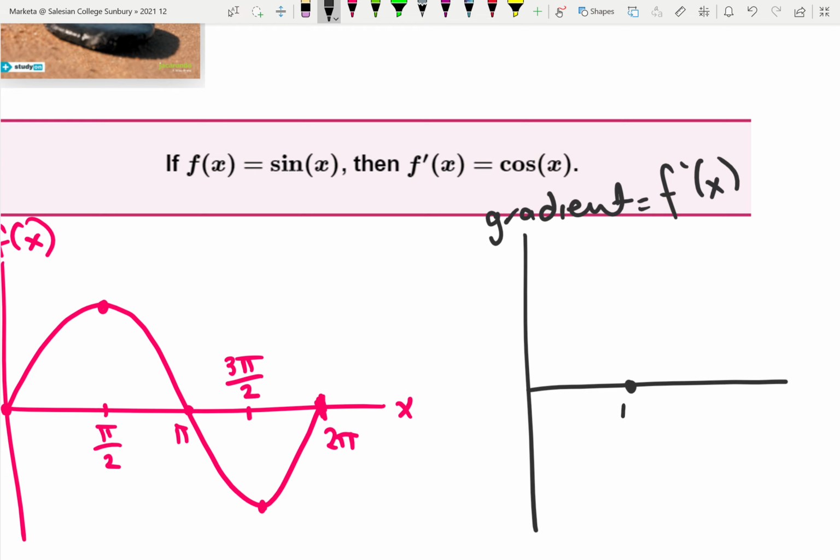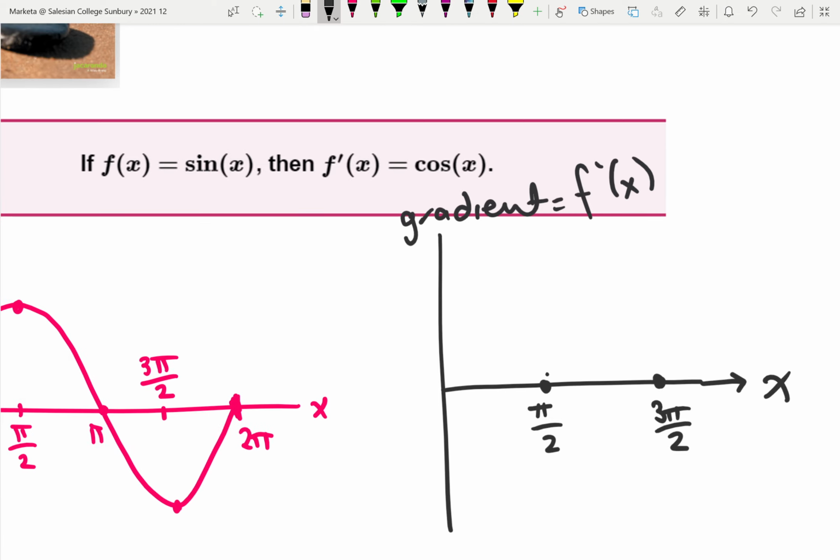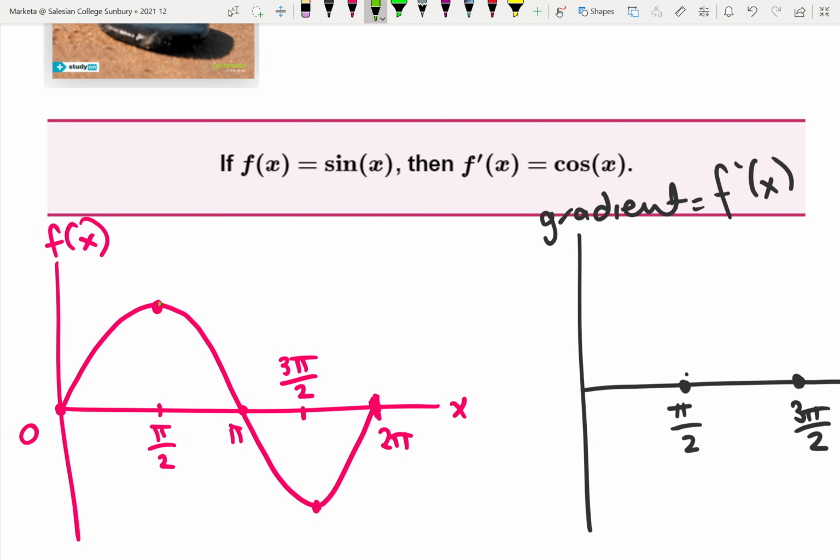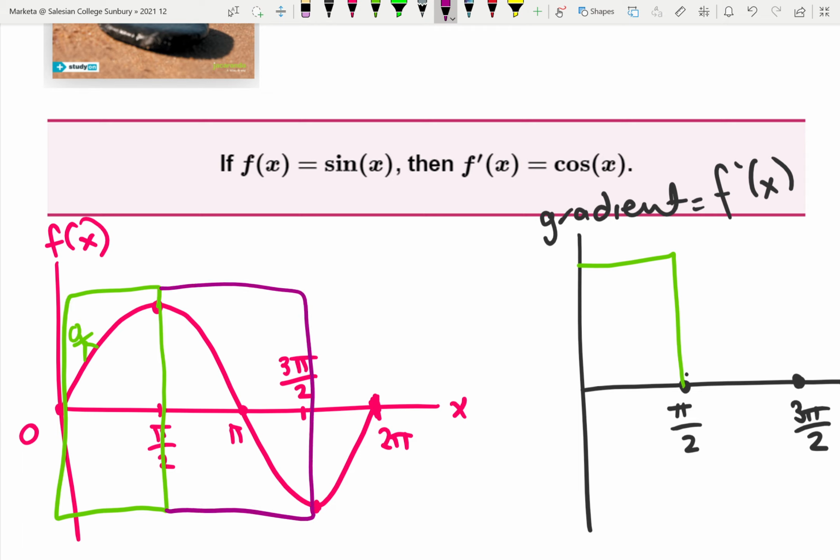At pi on 2, we're going to have a 0 gradient because there's a turning point, and at 3 pi on 2, we're going to have a turning point. We have a turning point, so we're going to have an x-intercept there on our gradient graph. Now we have to think, before that, we're going up the hill. So that's a positive gradient. So there, that will be somewhere there. The next bit, we're going down the hill until we get to 3 pi on 2. There we are walking down the hill. So that means we've got a negative gradient there. And then in the next bit, we're walking up the hill again until we get to 2 pi. So that's going to be a positive gradient.